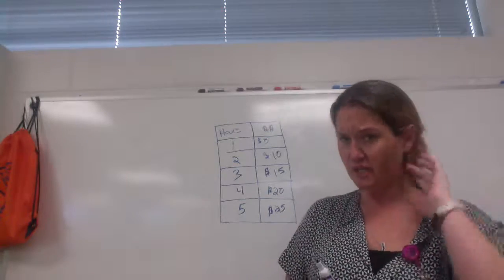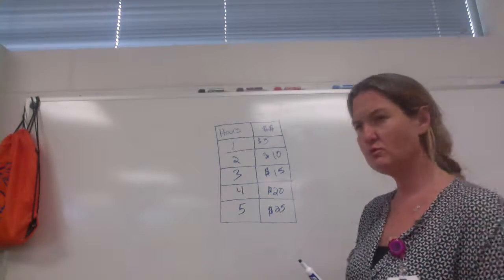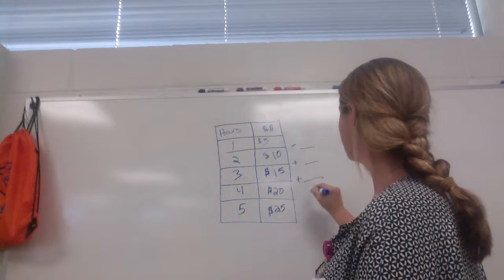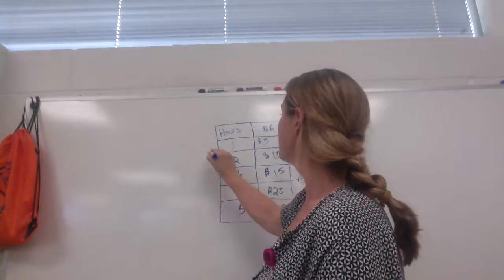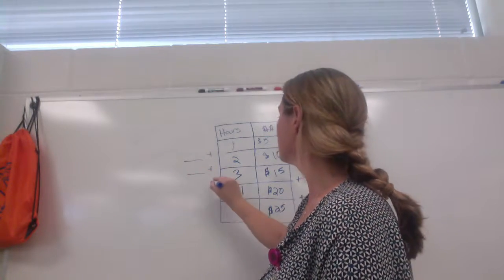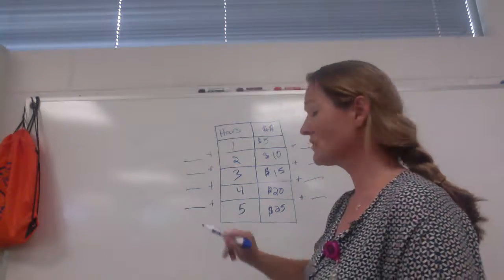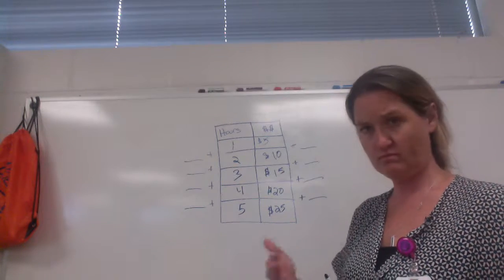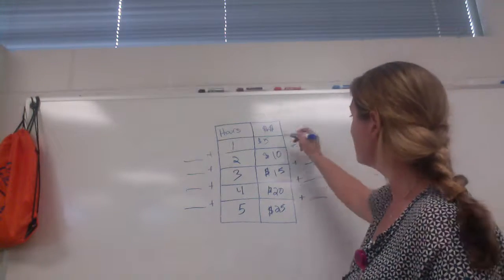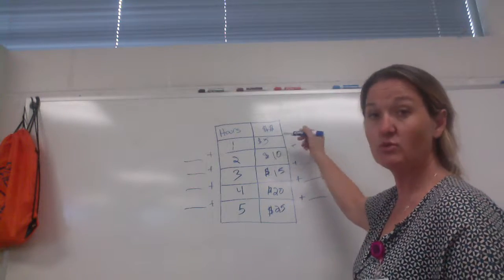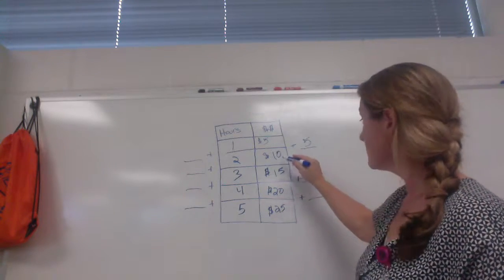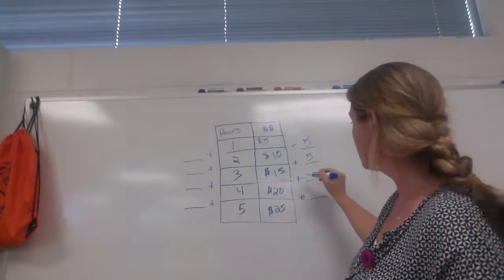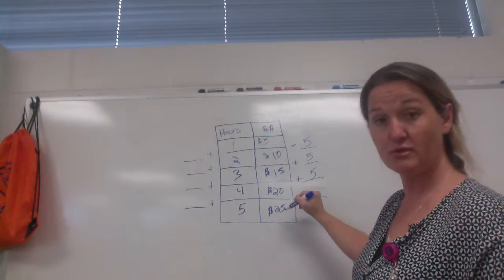In your books, you're going to see these little things, and the same thing here. What do you think they want there? They basically want the increase. So what was the increase from 5 to 10? It went up $5. What was the increase from 10 to 15? Up $5. From 15 to 20? Also $5. From 20 to 25? $5.